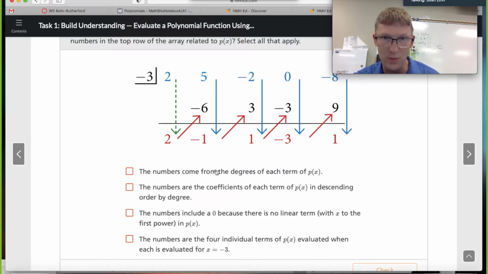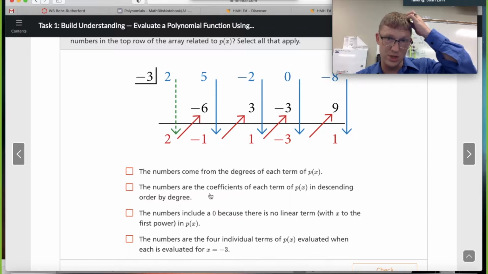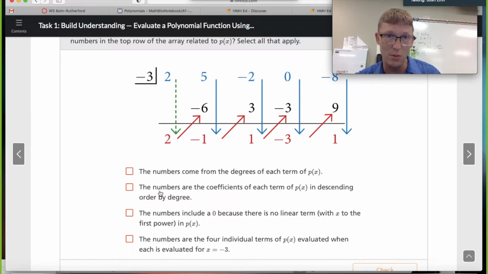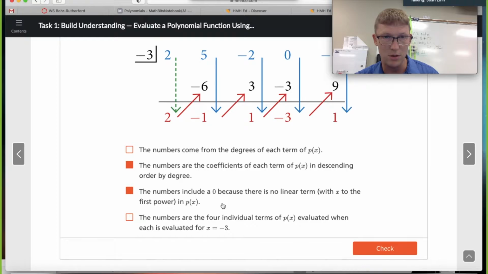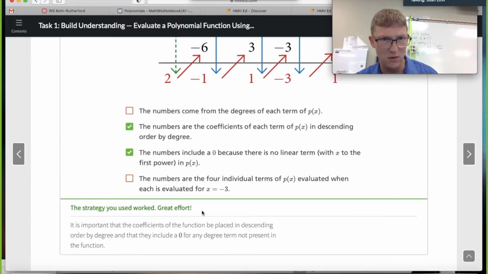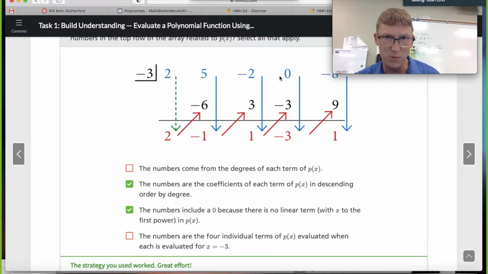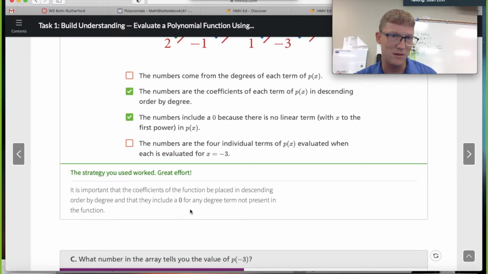The numbers come from the degrees of each term. They're the coefficients. Okay, so this next one, the numbers are the coefficients of each term of p of x in descending order by degree. The numbers include a 0 because there is no linear term with x to the first power. I'll agree to that. The numbers are the 4 individual terms of p of x evaluated when each is evaluated for, maybe? Yeah, I didn't think so. That made it sound like you were evaluating them first when you put it in this top row. So that didn't sound right.